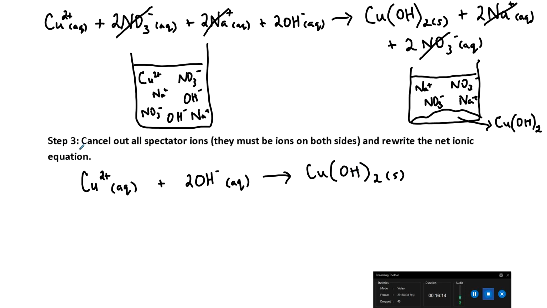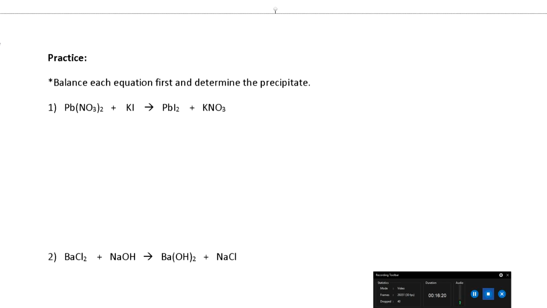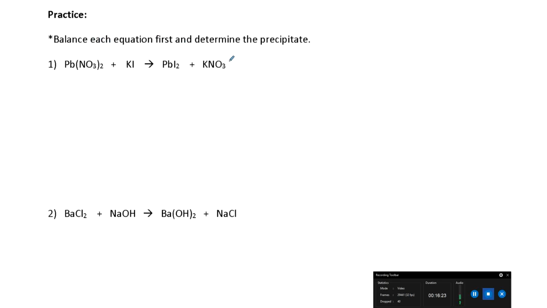Alrighty, let's try some more examples and hopefully you'll get the hang of this. Okay, so for practice, balance each equation first. Now, what you'll be told when you're writing out net ionic equations is you always do the 3 steps. Step 1 is known as the molecular equation, and in these practice examples, the molecular equation is given to you. Step 2 is called the ionic, and step 3 is called the net ionic.